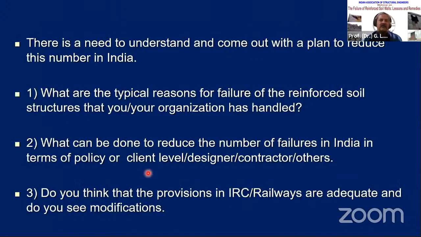So when Alok was asking us to have a discussion on this, I thought there is a need to understand and come up with some specific plans to reduce this number in India and understand it better. Then I circulated some mails with these three questions: what are the typical reasons for failure of the reinforced soil structures that you or your organization has handled? What can be done to reduce the number of failures in India in terms of policy at the client level, designer or contractor, whatever level you want? And sometimes the question always is whether the IRC provisions, or whatever provisions we have in India, are adequate or not, or do you want any clarity or modifications?